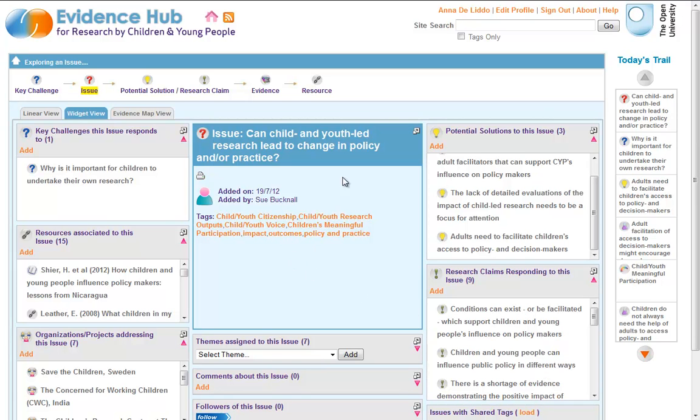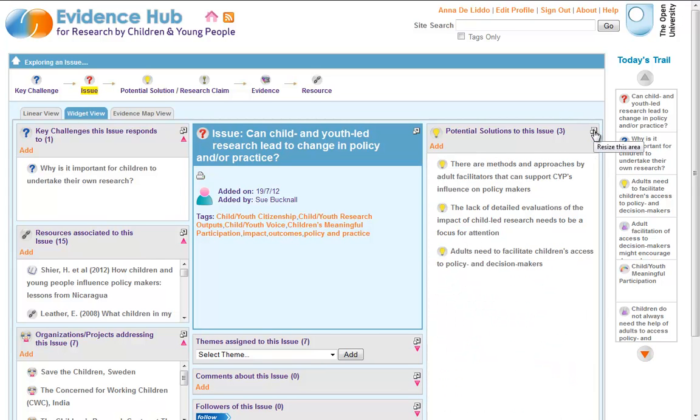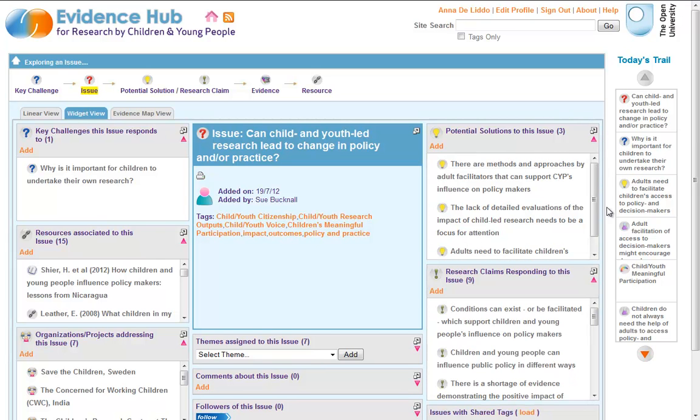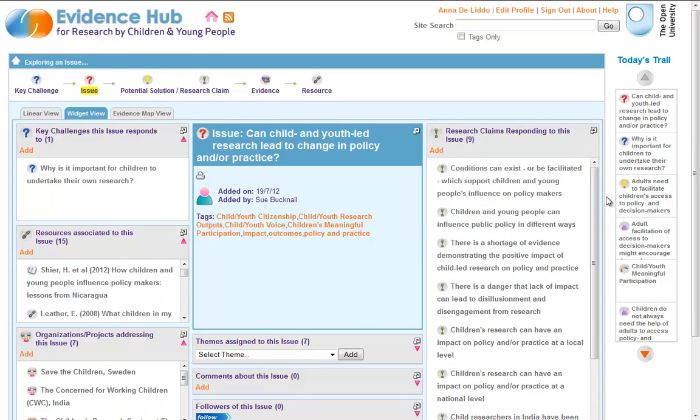Here we are looking at a particular issue: can child and youth-led research lead to change in policy and/or practice? You can see down the right hand side here that 3 potential solutions or answers have been given to this, and there's a whole bunch of research claims being made about this field.